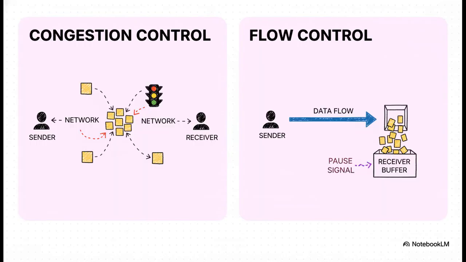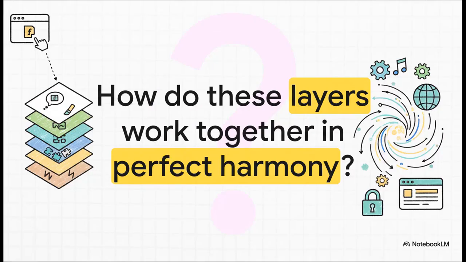Right, and it's really important to get the difference here. Congestion control is all about the health of the entire network. If it senses a traffic jam somewhere out on the internet, it tells the sender to slow down. Flow control, on the other hand, is a personal conversation just between the sender and the receiver. It's the receiver saying, "Whoa, slow down, buddy. You're sending me data faster than I can handle it." And that really brings everything together.